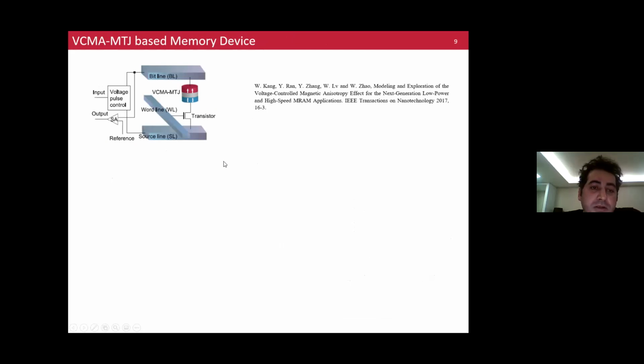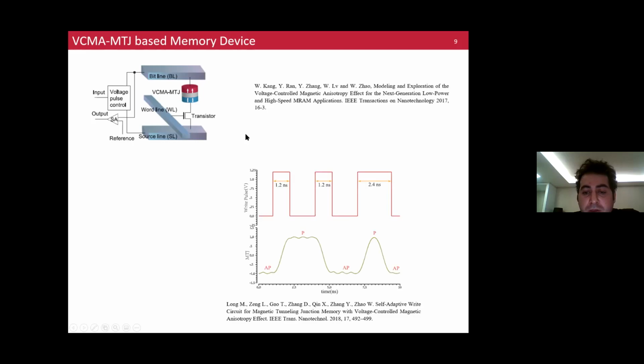Here, there is a schematic illustration of the memory bit cell. This is the memory device. It is connected to a bit line, and it is connected to a voltage pulse control. And there is a word or write line here connected to a trigger transistor. And we can read the output by measuring the resistance of this device.